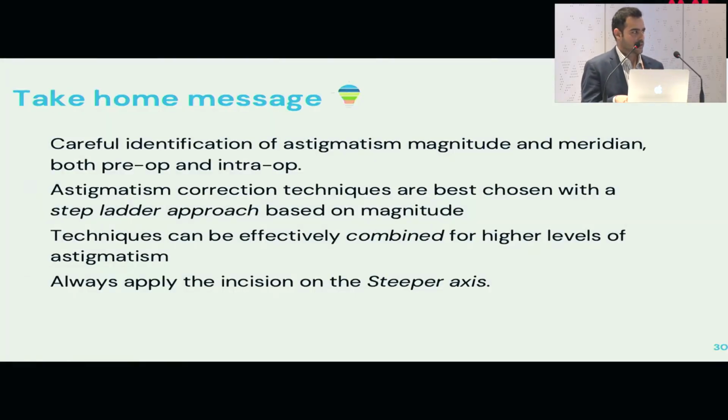So take home is that first of all, a pre-op and intra-op identification of the astigmatism should be done. And as we've already talked about, a step-ladder approach should be followed according to the amount of astigmatism that is present. And techniques can be effectively combined for higher levels of astigmatism. And again, always apply the incision on the steeper axis.